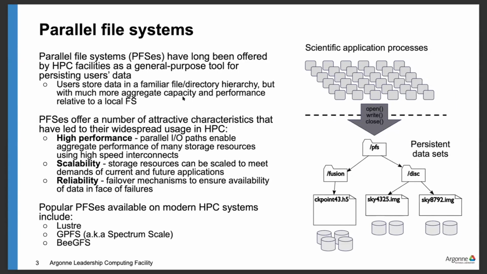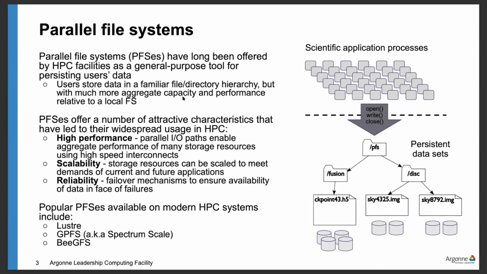So we'll start close to the hardware with parallel file systems. Parallel file systems have long been offered by HPC facilities as a general purpose, one size fits all way to store scientific data. It's a very familiar pattern for users, using files and directories. It's all stuff that we're familiar with from various programming backgrounds. But the idea is that parallel file systems can give you a lot more aggregate capacity and performance than something on your local file system.